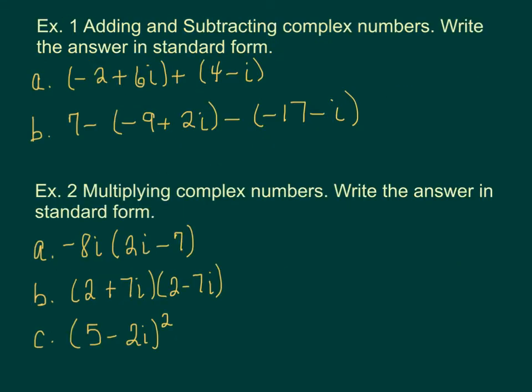So looking at example 1, we're going to learn how to add and subtract complex numbers, and we're going to write the answer in standard form. So what you're going to do is you're going to add the real numbers, so -2 and 4, that would be 2, and then you're going to add the imaginary unit, 6i plus -i is 5i, and then you're done.